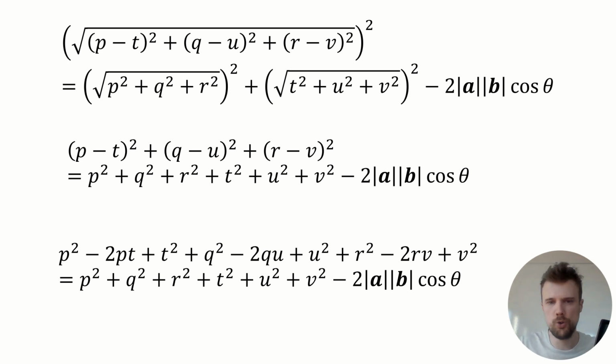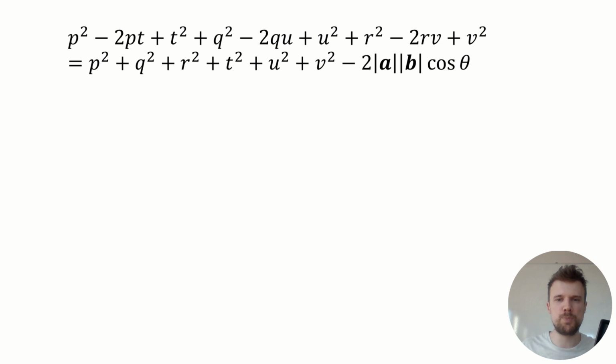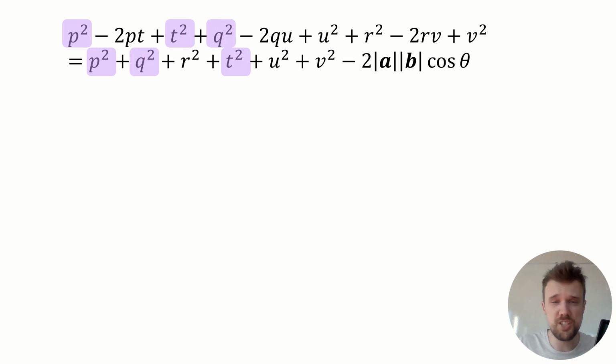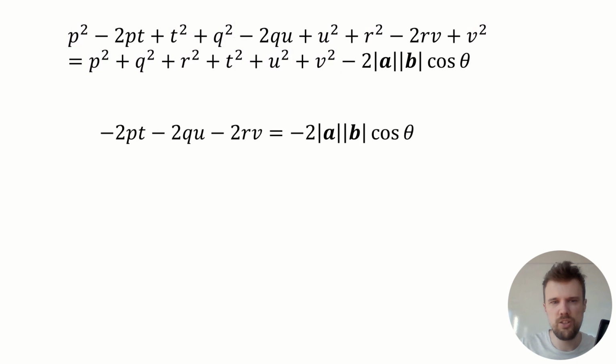Nice. Cool. The reason that has been helpful is because now we might notice that there are some things on both sides. For instance, both sides have a p squared, both sides have a t squared, both sides have a q squared, both sides have a u squared, they both have an r squared, and they both have a v squared. So if we take away all of those things from both sides, we're just going to be left with this. Already looking a lot more simple and a lot more close to the formula we're trying to prove.